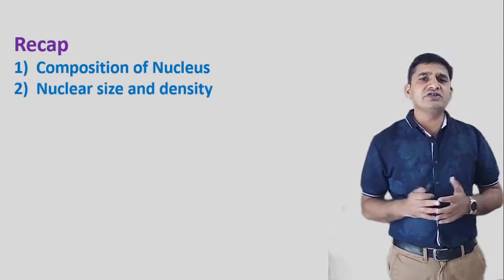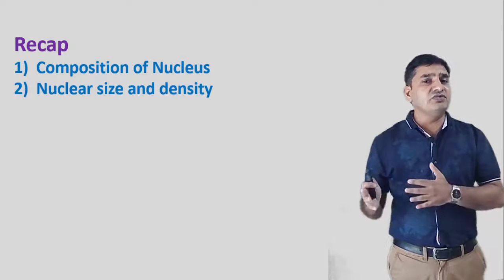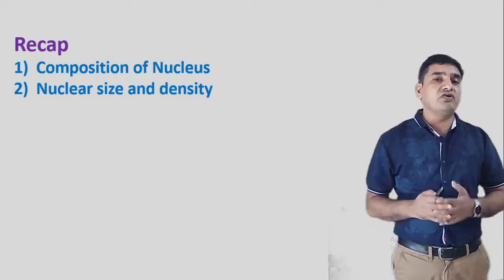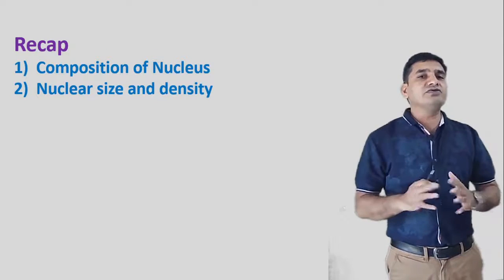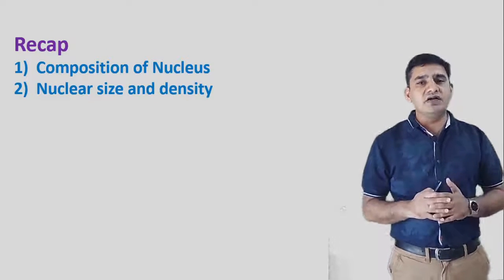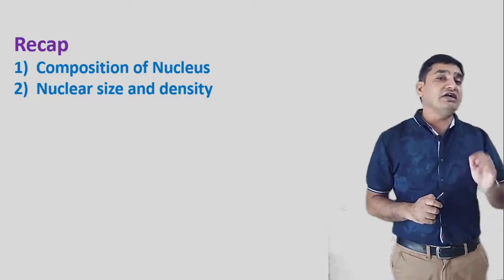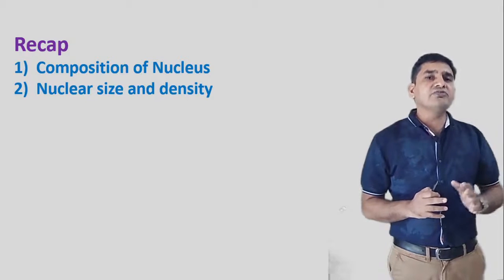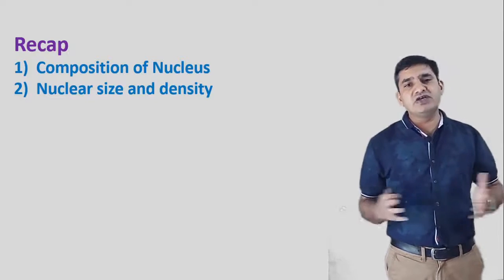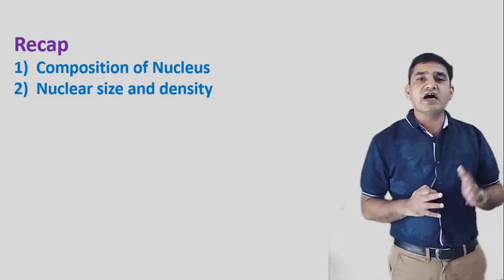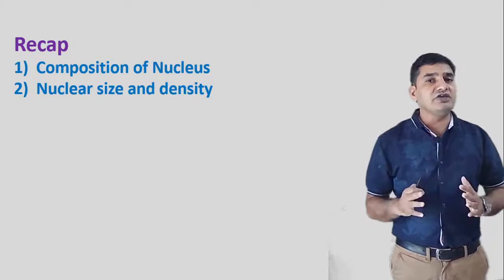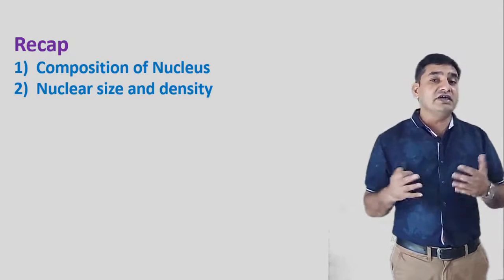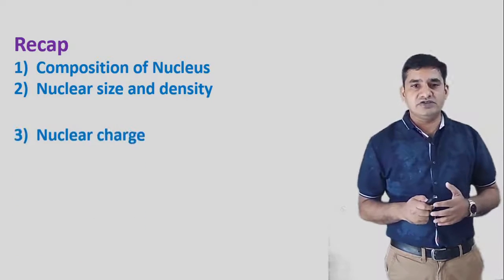Then we also discussed the nuclear size and nuclear density. Rutherford bombarded alpha particles on a gold foil, and he observed that there is some massive part which is concentrated at the center of the atom, and that is the nucleus. The radius of the nucleus can be found by using the empirical formula, that is R is equal to R0 A raised to 1 by 3. We also discussed the density of a nucleus.